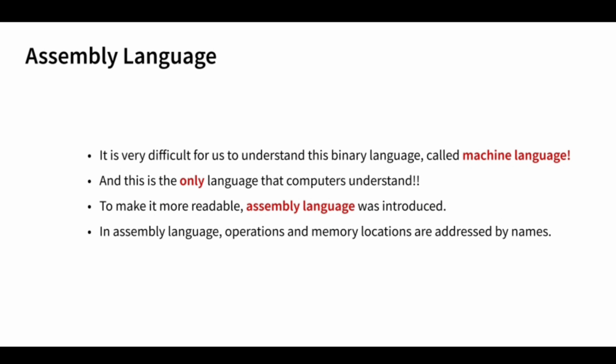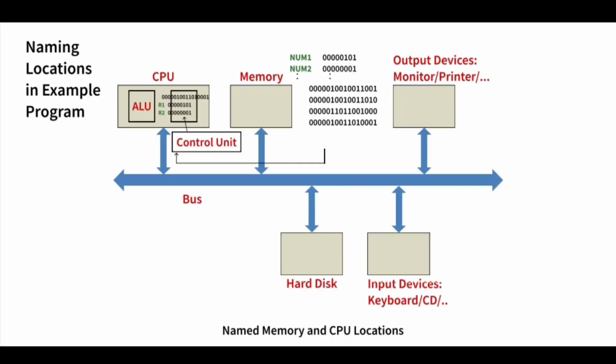In assembly language, operations and memory locations are addressed by names. See, in this you can see that location 1 is represented with num1 and location 2 is represented with num2. And when you look at the CPU, you can see both the numbers in the control unit are represented with R1 and R2. So we give simple names for the execution.